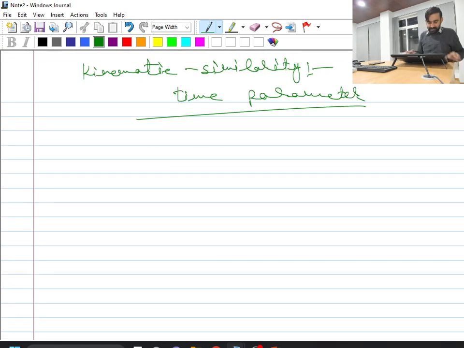Okay, how can I define this? There is a simple idea. Say I consider the flow of inviscid fluid over a body. I have some circular body and inviscid fluid is flowing over this.